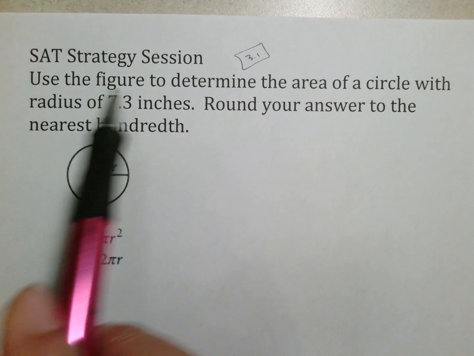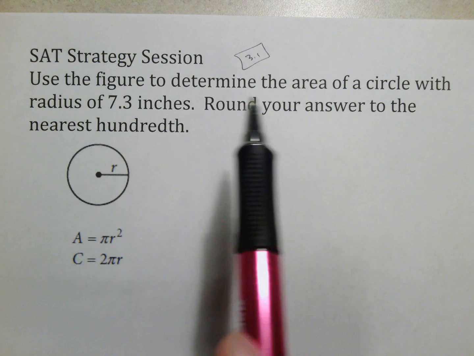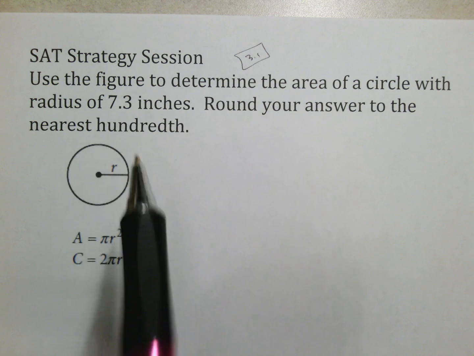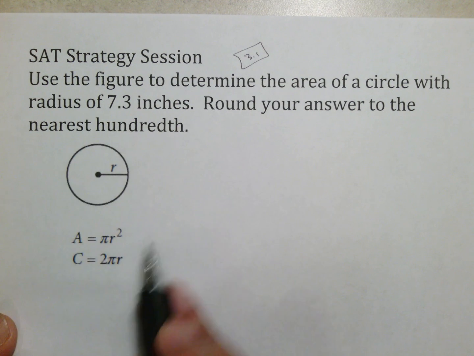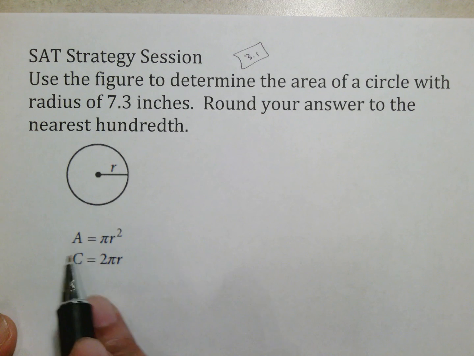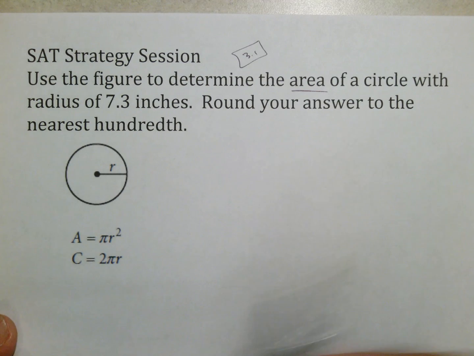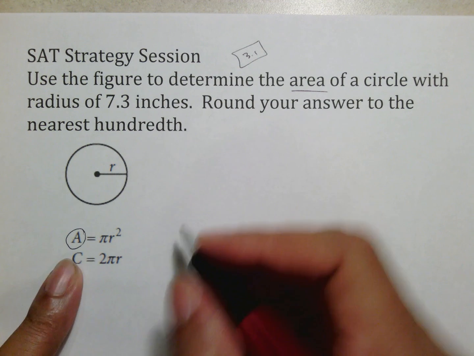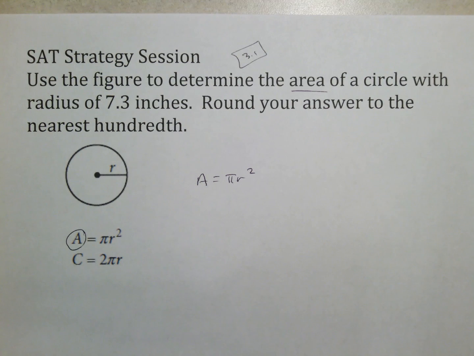So this week we're going to deal with circles and using the formulas to figure out what's going on. This says use the figure to determine the area of a circle with the radius of 7.3 inches. Round your answer to the nearest hundredth. First off, this figure is actually a formula from a formula chart, and this is what they would give you on that test. And notice that we want the area of a circle, so we have to use our common sense here to recognize that we want A, because A stands for area, whereas C stands for something else. So if A is equal to pi r squared, that is the first thing we need to understand.